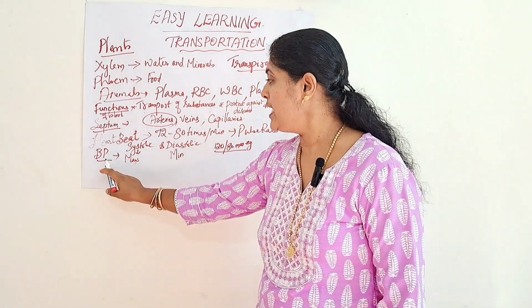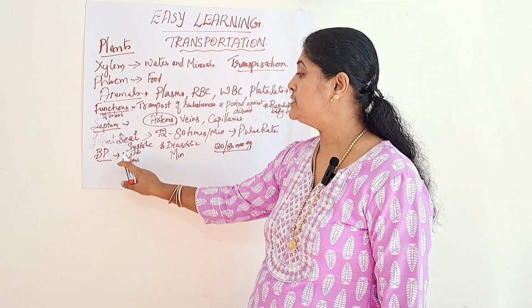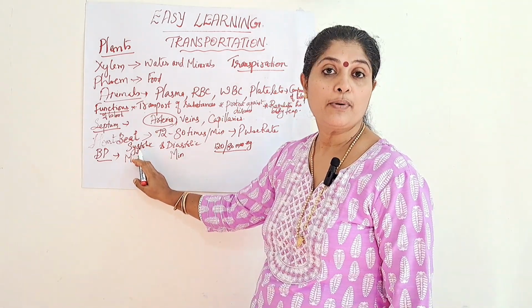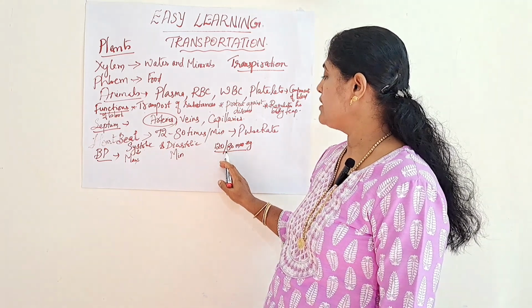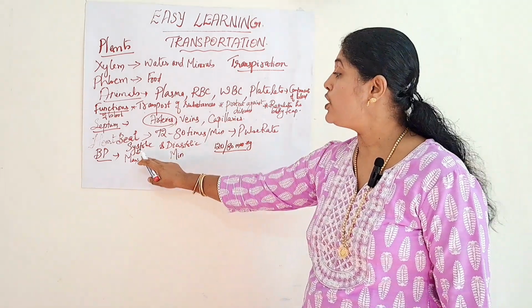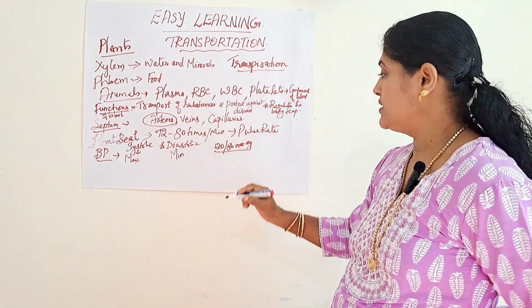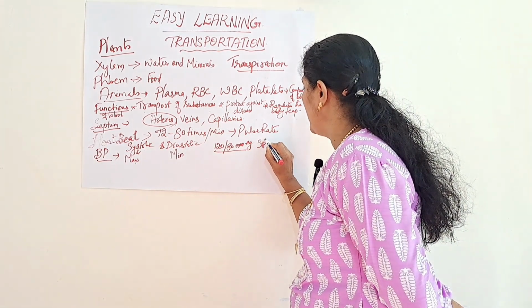So that is regarding blood pressure. Under blood pressure, you have to remember what is meant by systolic pressure, diastolic pressure and the normal BP rate. And what is the instrument to know the blood pressure which the doctor uses? That is the sphygmomanometer.